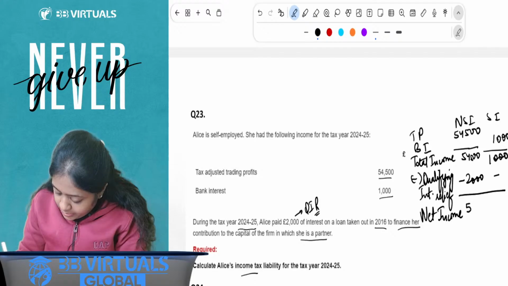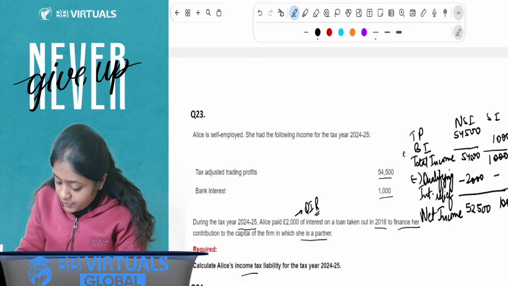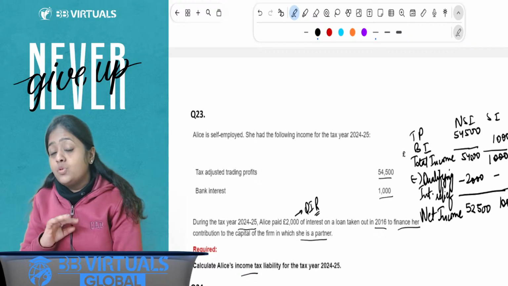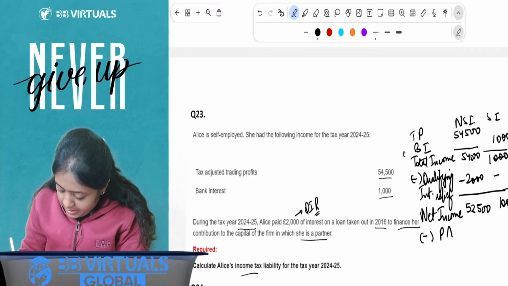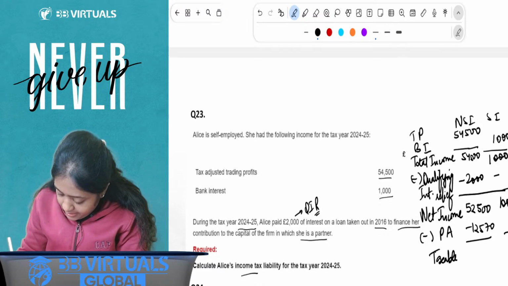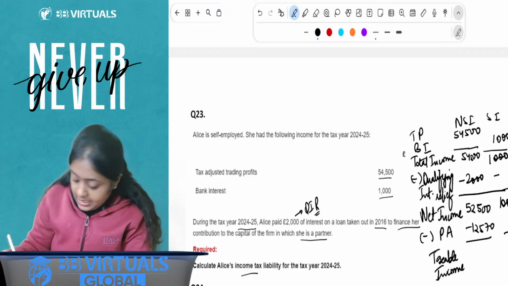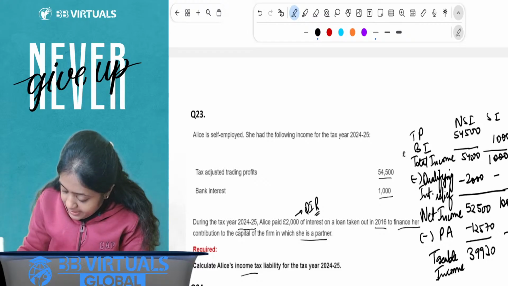Net income will be 52,500 and 1,000. Now, is this exceeding 1 lakh? No. When you add it, you get total as 53,500. It is not exceeding 1 lakh. Since it is not exceeding 1 lakh, then there is no need to taper it. Right? Taper PA, nothing. You will get full PA. So I will reduce PA 12,570 and I will get my taxable income. So taxable income will be 52,500 less 12,570 and I get here 39,930. And here I will get savings income same as 1,000.